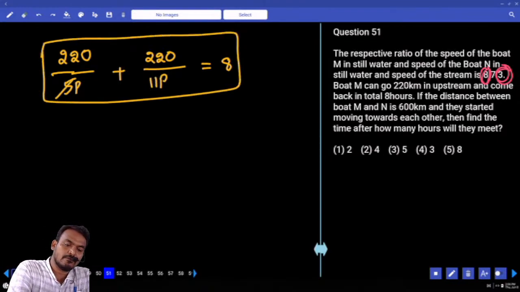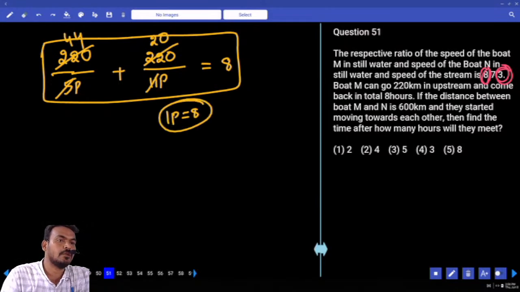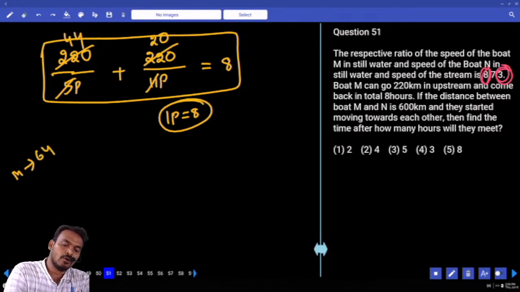5 how many times? 44. And 11 how many times? 20 times. 44 plus 20, 64. 8 how many times? 8 times. Every one part is equal to 8. One part value is 8, which means what is the M speed? 64. What is the N speed? 56.